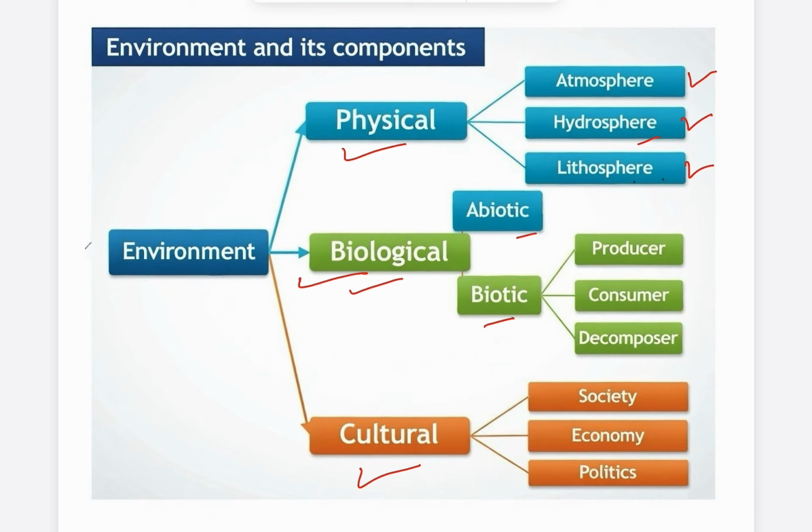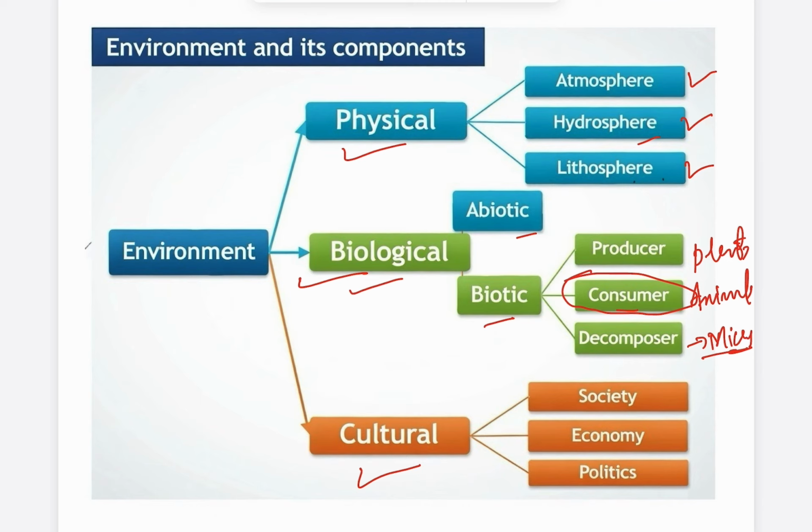The second component is the biological component, in which we will be discussing about the biotic and abiotic components. The biotic component comprises of the producers, which are basically the plants, and then the consumers, which are basically animals, and the decomposers are the microorganisms. So in the biotic component, we will be covering the producers, plants, consumers, animals, and the decomposers. However, the consumer component is further divided into primary consumers, secondary consumers, and tertiary consumers.